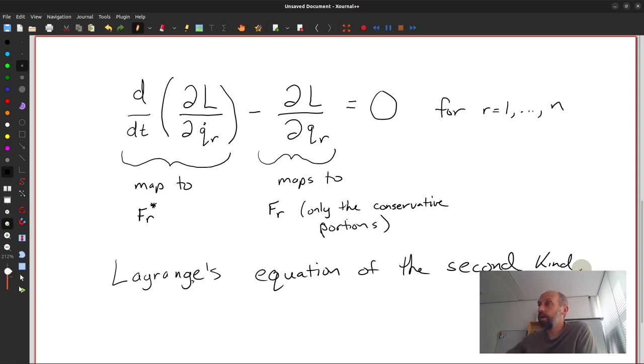Right. So, that's great. We're going to form that. I'll do that for an example problem. But this does not deal with constraints.